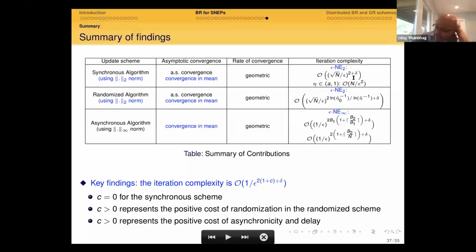And we're able to assess the marginal impacts of randomization, delay, and asynchronicity on the iteration complexity in terms of inner stochastic gradient steps. Essentially they can be subsumed under this finding: the iteration complexity is epsilon raised to the power 2 times (1 + c + delta), where c is 0 for the synchronous scheme and is positive to capture the cost of randomization, asynchronicity and delay.